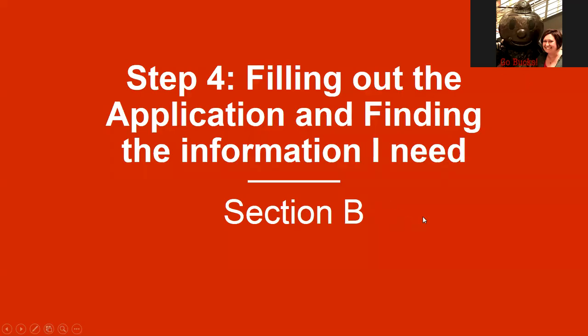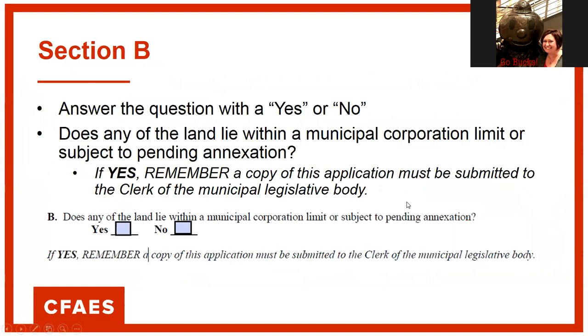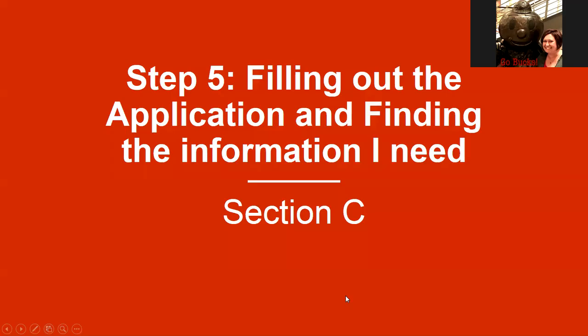All right, so then we're moving on to section B of the application. It's just one question with a yes or no answer. It says, does any of the land lie within a municipal corporation limit or subject to pending annexation? So yes or no. If you do mark yes, remember you need to, upon completing the application, take a copy of it and submit it to the clerk of courts. And so again, if it's yes, you're going to have to make 2 copies of this application.